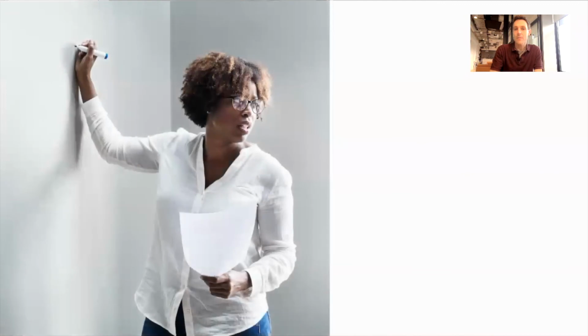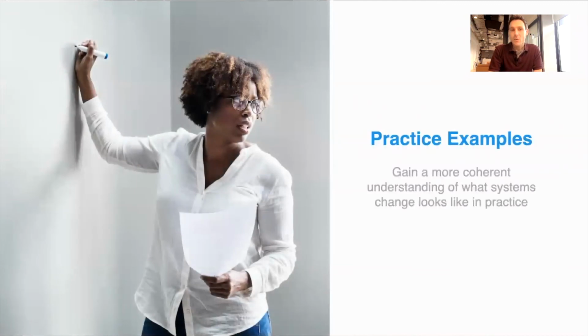So those are the examples we'll be looking at. We're just going to take 4. There are many out there. We're just going to take those 4 so that we don't get overwhelmed and we're able to really just see what those principles look like in practice. It's quite often what people are looking for. They find the ideas a bit abstract. Here we're going to see what they look like when we go and apply them. So it's about gaining a more coherent understanding of what systems change looks like in practice.